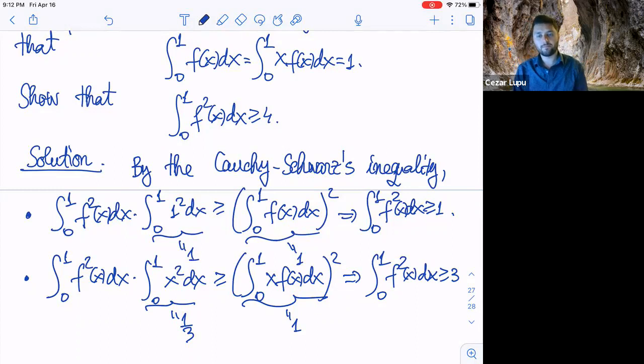So I can get greater or equal than 1, greater or equal than 2, greater or equal than 3. But that's not good enough. I need to get greater or equal than 4. So maybe I should do some kind of a trick that will allow me to use both conditions. As you can see, I used them separately. In fact, there are 3 conditions there if you want. If you look closely, you will see that I used only 2 conditions, not all 3 of them at the same time. So I used the fact that the integral of f is 1. Then I used the fact that the integral of x times f is 1. But I didn't use that both of them are equal to 1 at the same time. So not good enough.